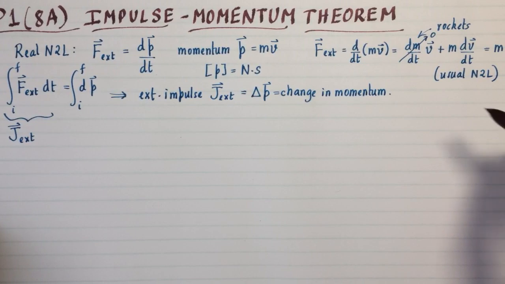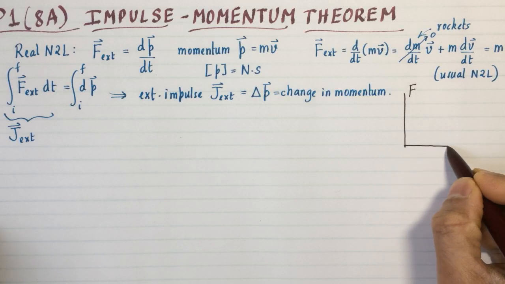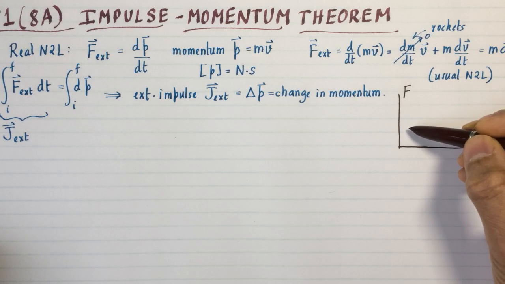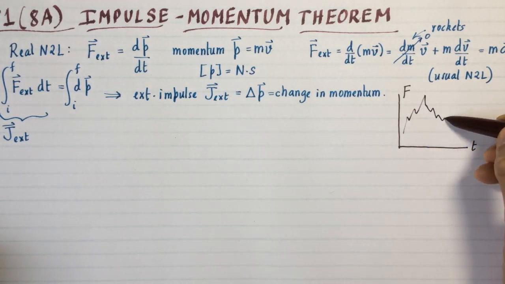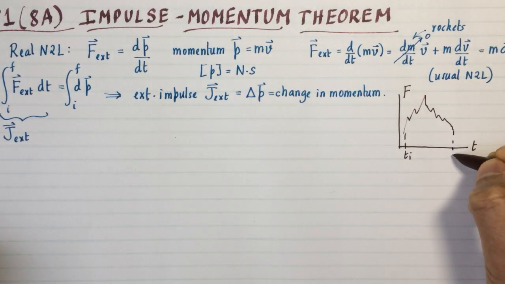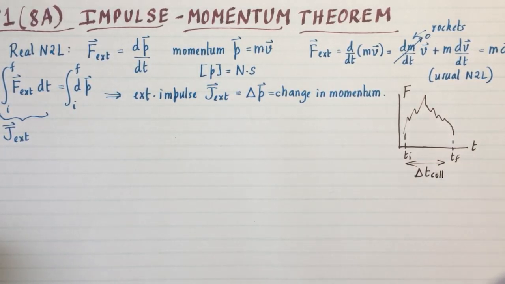So if you look at a real life process, such as a baseball game, when the batter hits the ball, you're going to have a very complicated looking force. There's some initial time Ti and some final time Tf, and this is usually called the collision time, delta T collision. And so there's going to be a complicated force profile. These days, with intelligent chips embedded in bats, you can actually find these force profiles and analyze them on the computer and design better bats and better players, I guess.